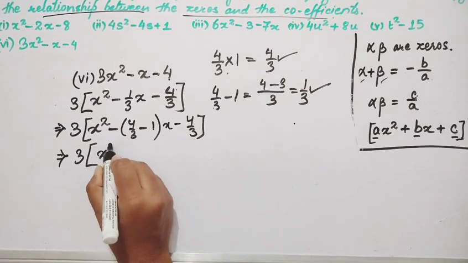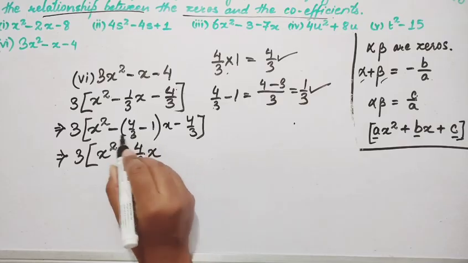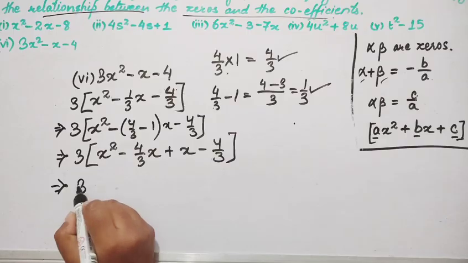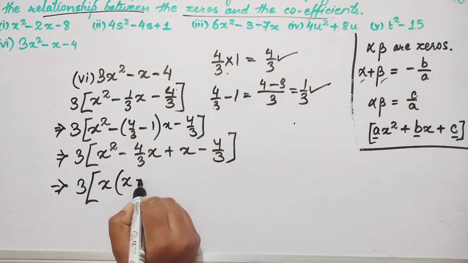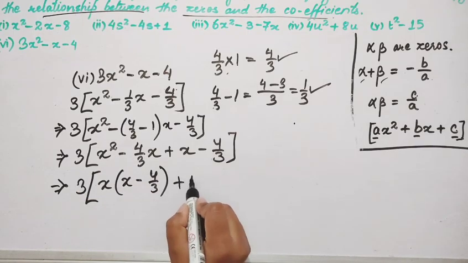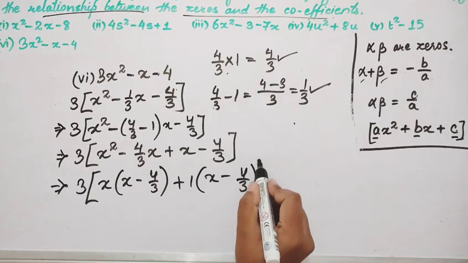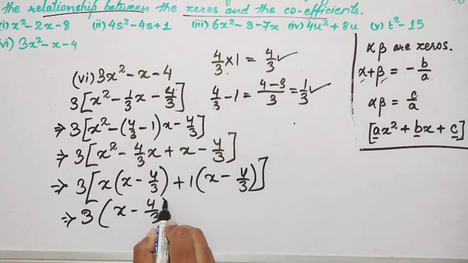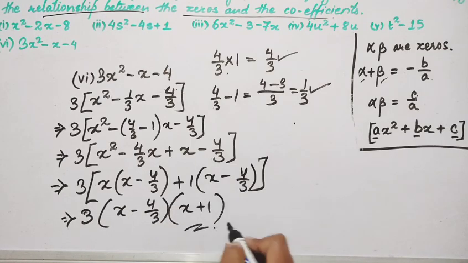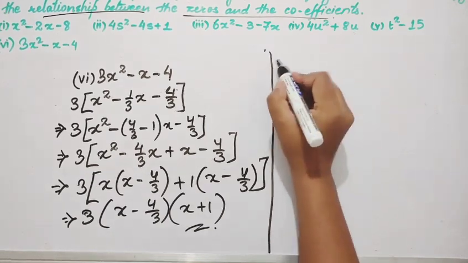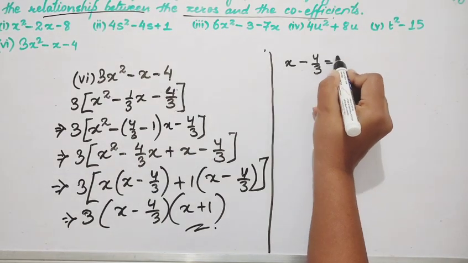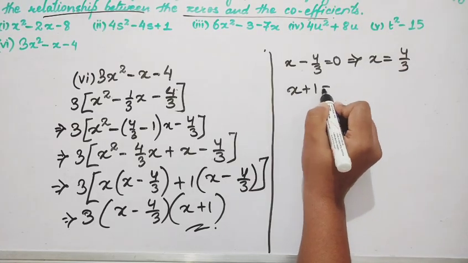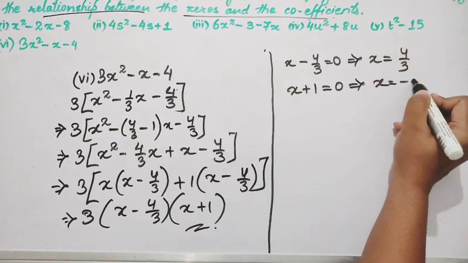Next step, we will open the bracket. 3x, minus into minus is plus, x minus 4 by 3. We will take common. Here we get x common, so x minus 4 by 3, plus 1 common, x minus 4 by 3. And we get x minus 4 by 3 and x plus 1 as the two factors from which we will find zeros. We have x minus 4 by 3 equals 0, which will give us x equals 4 by 3, and x plus 1 equals 0, which will give us x equals minus 1.